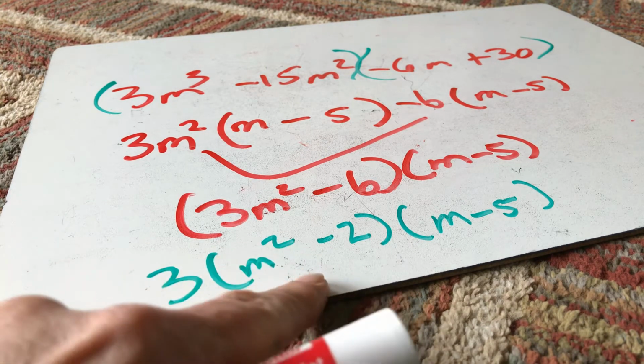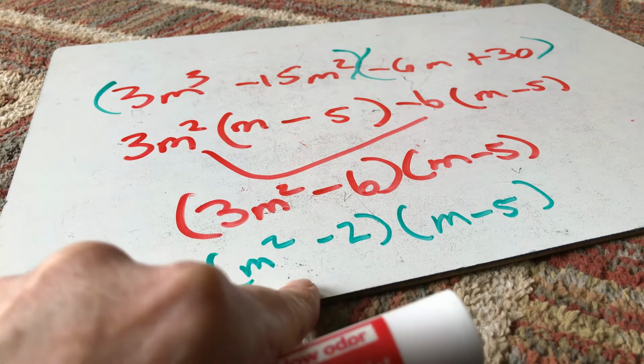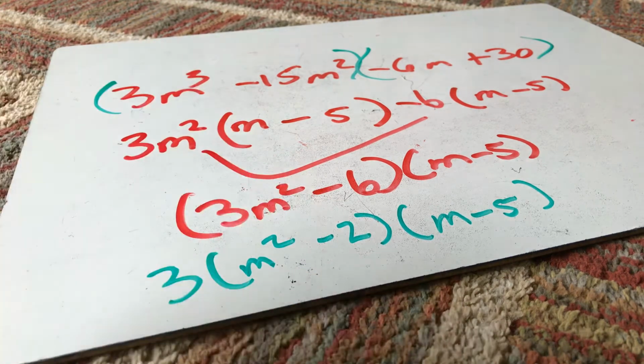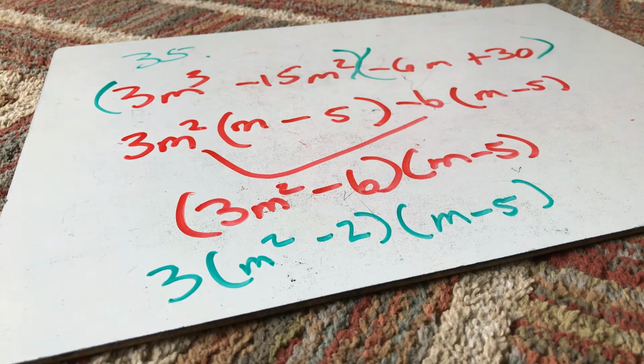M squared minus 2 is enticing. It looks like it's a difference of squares, but the number 2 is not a perfect square. If it was a 9 or a 4 or a 16, you could keep going. All right, so that's 35. I'm sorry, that was 35, if you want that.